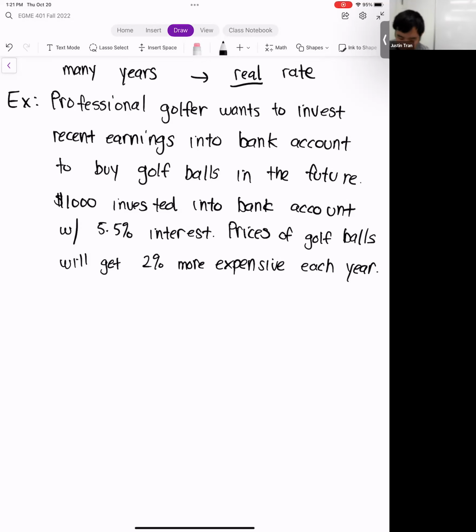Okay. All right, so that's the context. And so we have three parts of this problem. In part A, we're going to identify and, if needed, compute the three rates. And so we're going to identify what the market rate is in this problem. We're going to identify what the inflation rate is, as well as the real interest rate. Okay, so we're looking for i, f, and i prime.